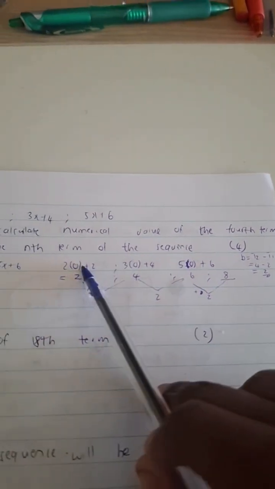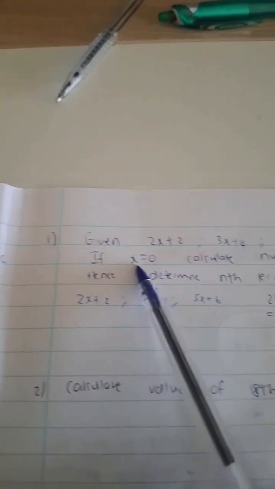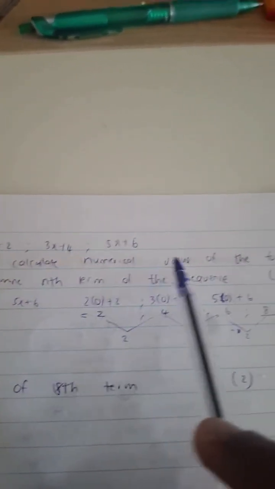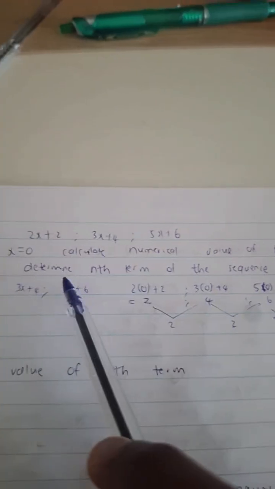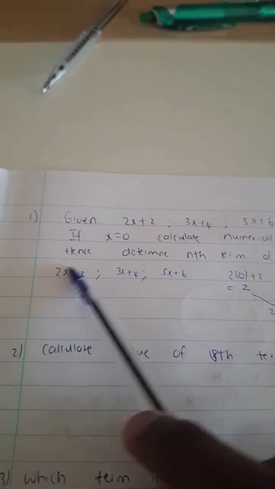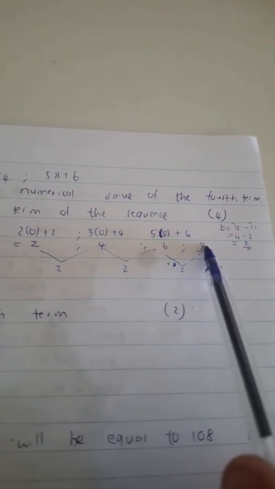So we have a first term of 2. That's the numerical value. Because remember, it says if x is equal to 0, calculate the numerical value. Numerical means the number value. We don't want the term in terms of x. We want the numerical value of the fourth term. So the numerical value of the fourth term is 8.